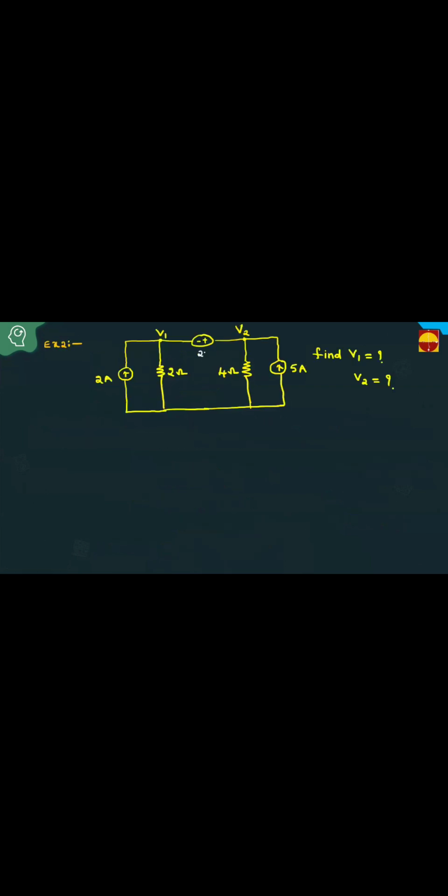This is 2 volts. This is 2 amperes, 5 amperes, V1, V2. Can you solve for V1 and V2? Again, this is applying SuperNode analysis. Apply the SuperNode analysis. It is a minus plus. This is a minus plus, a minus plus 2 volts.